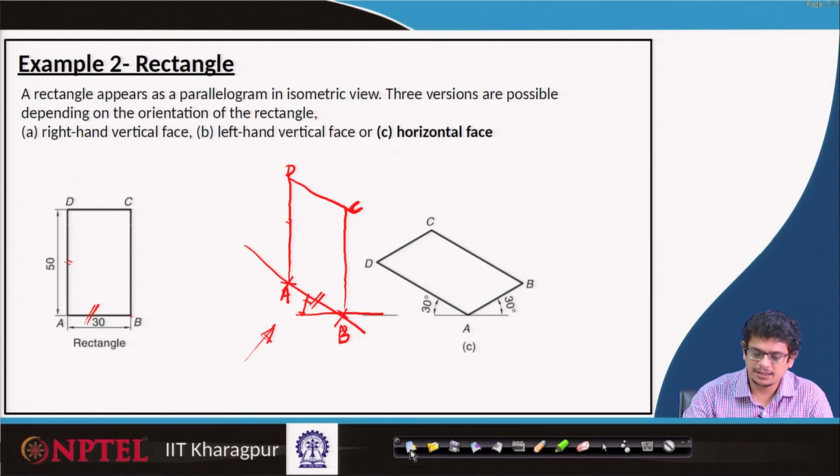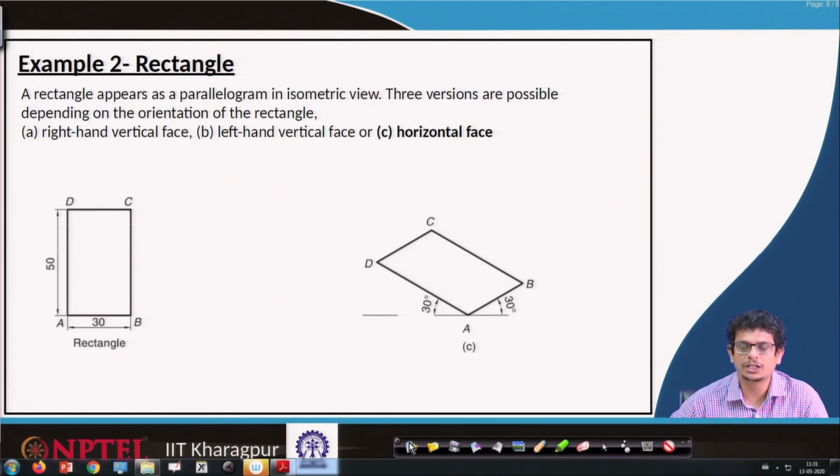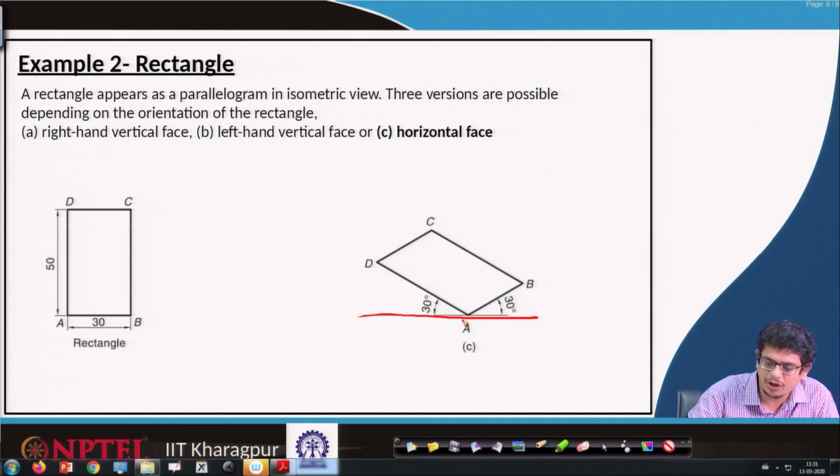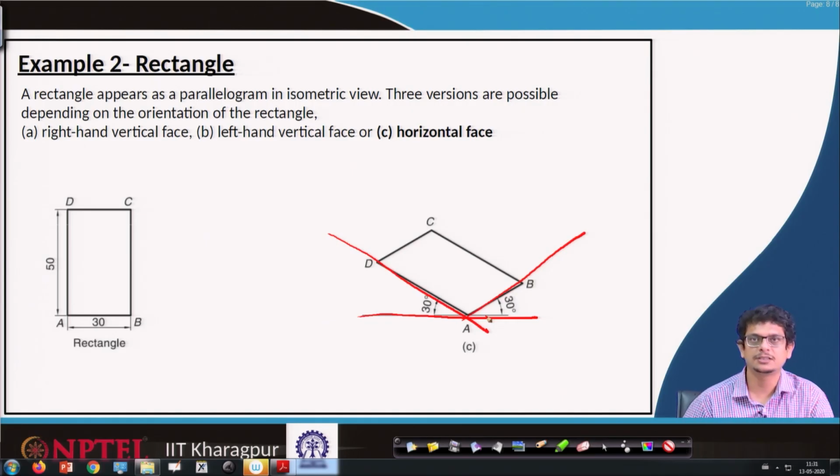If it is a top view, the horizontal face, what are we going to do? Draw a horizontal line, draw an inclined line at 30 degrees, another inclined line at 30 degrees. Whatever the AB length is, locate the same AB length. Whatever the AD length, locate the same AD length. Drop perpendiculars from B and C, D. So, from the top view, we will construct the isometric view in that way.